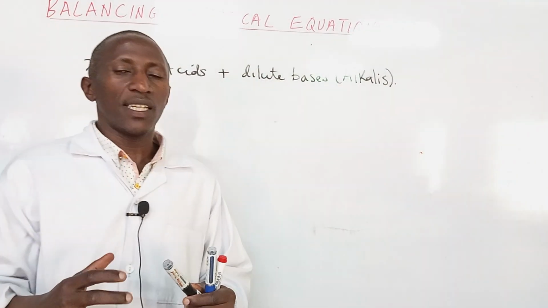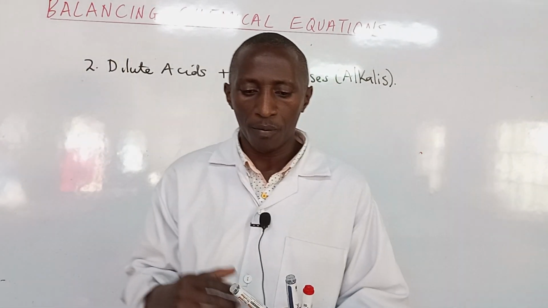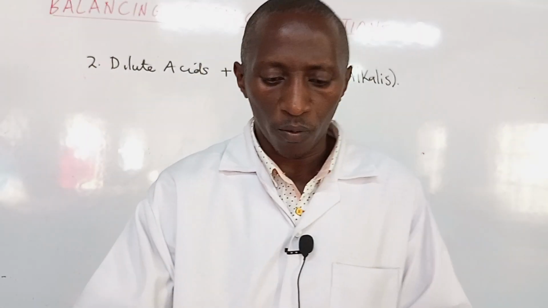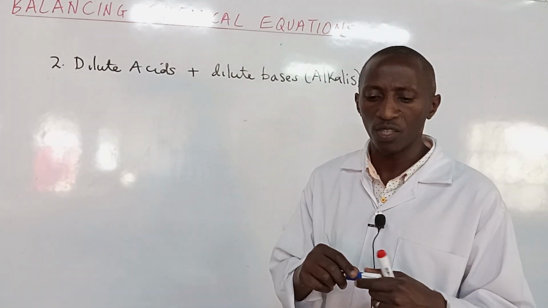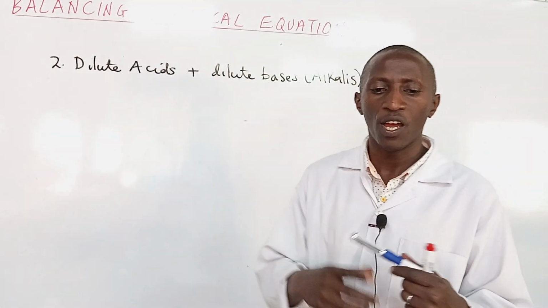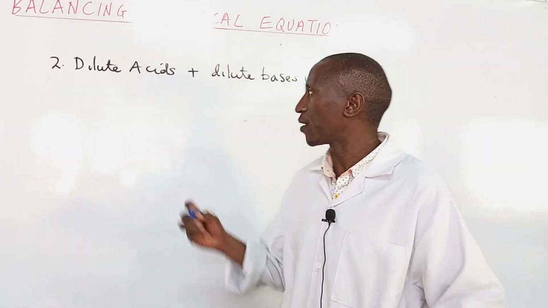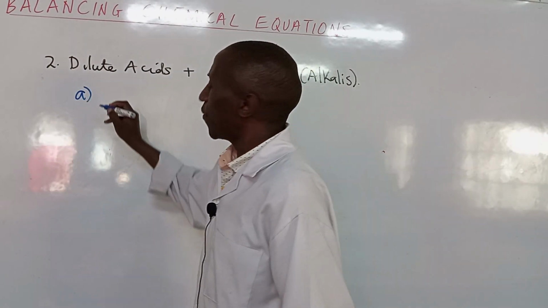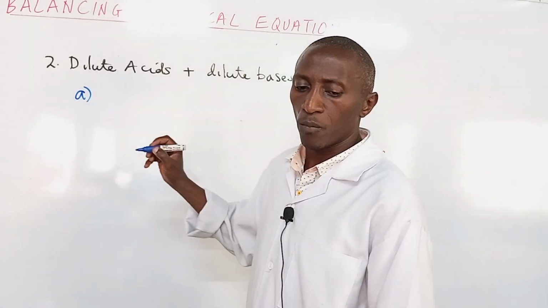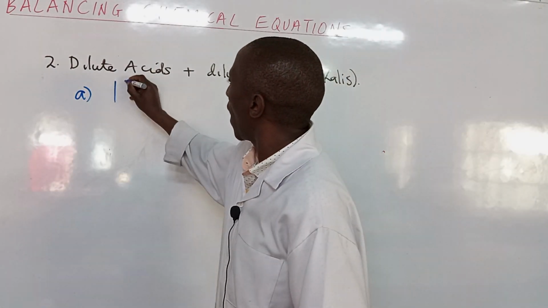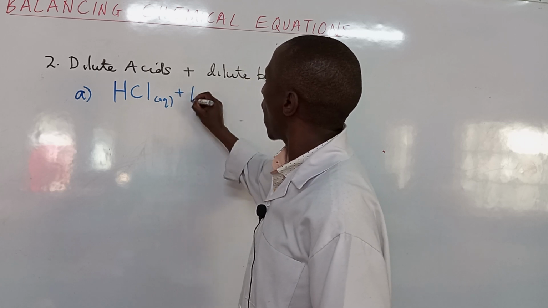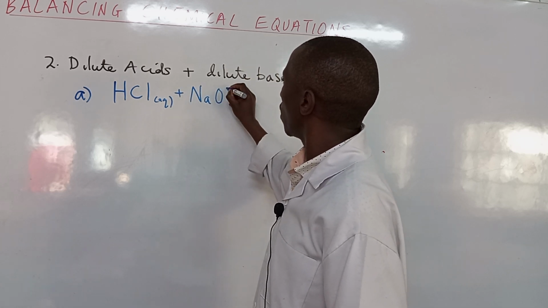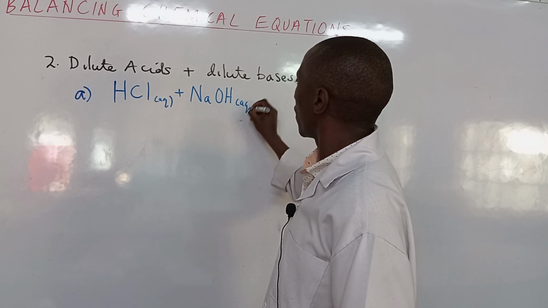Alkalis are bases that are soluble. For example, let's take one. This is a series of equations which are quite familiar. We may not take so long in this one. Number A. Take, for example, when we have a dilute acid, hydrochloric acid, reacting with a soluble base, sodium hydroxide.